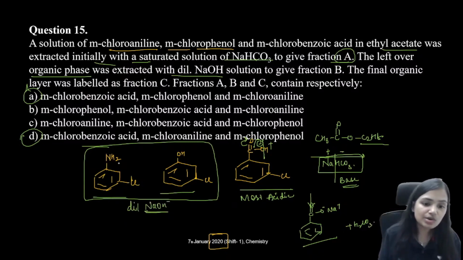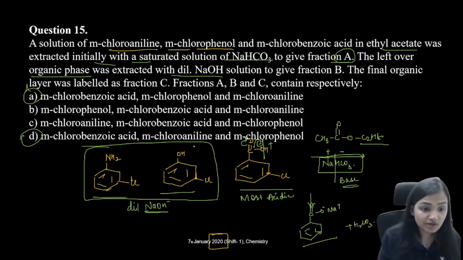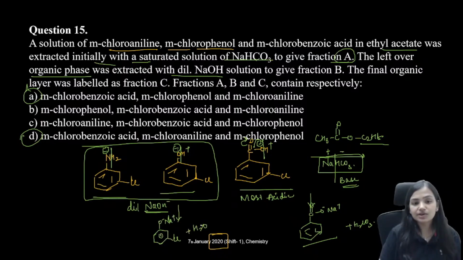Out of these two, which is more acidic? If you ask me, my question will be, who is more acidic? Acidic, not basic. Guys, OH is more acidic. Why? Because negative charge is more stable over the oxygen. Ultimately, I have to form a stable conjugate base. So this negative charge is more stable over the phenol. So here, this will react, and you will be getting the sodium salt of metachlorophenoxide plus H2O. So this is what you will be getting.